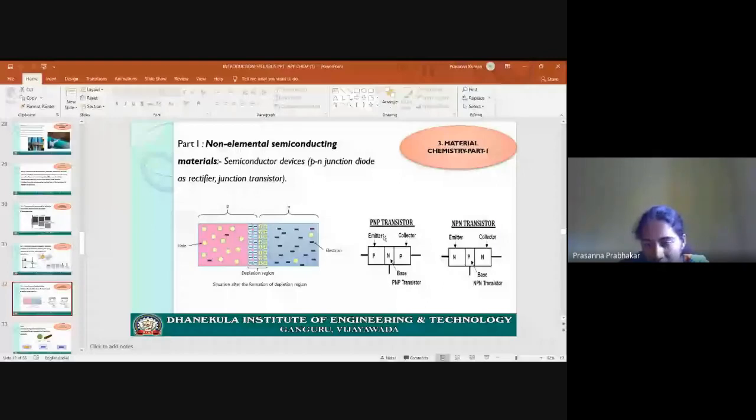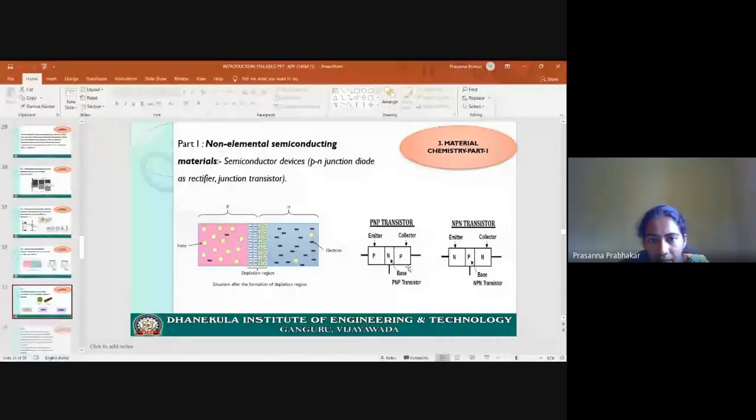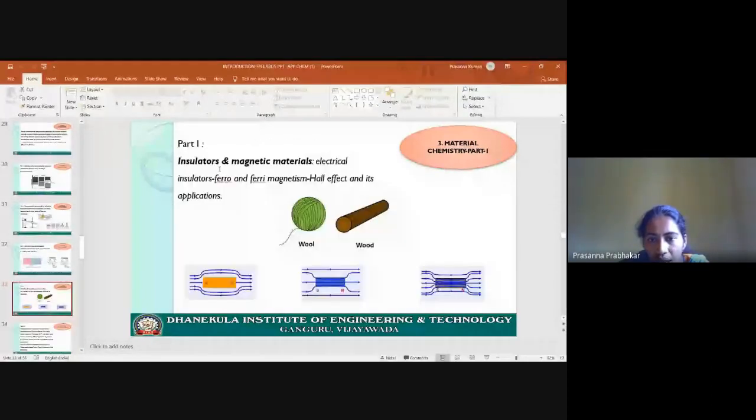So what is a transistor? How many parts does a transistor consist of? How is the energy carried from the emitter to the base or from the base to the collector? So that is the total information discussed in transistors. Next, insulators and magnetic materials. These two are examples of the best insulators.